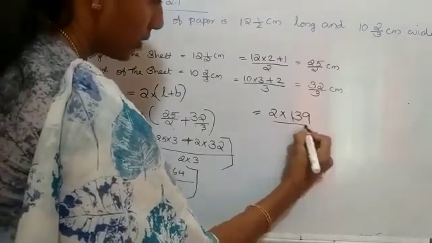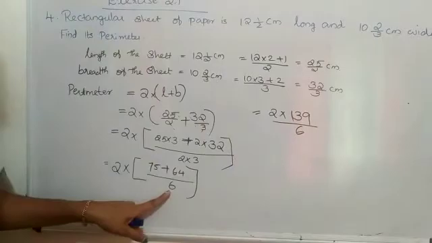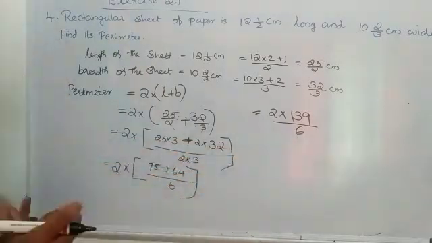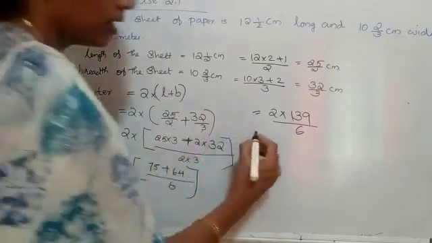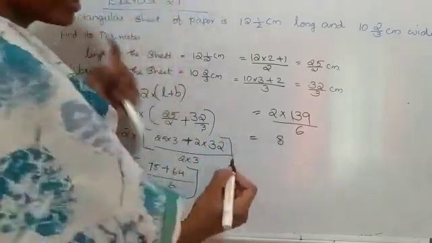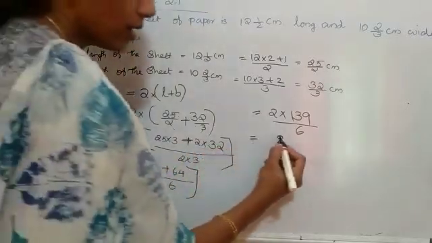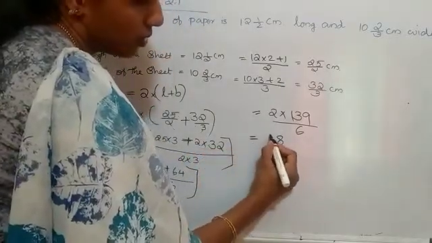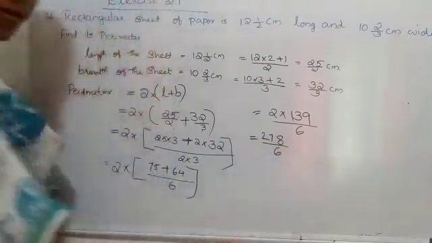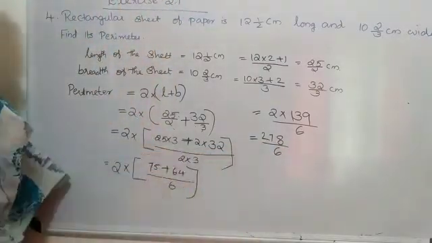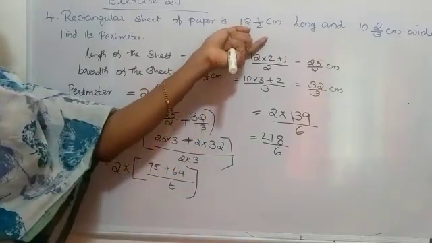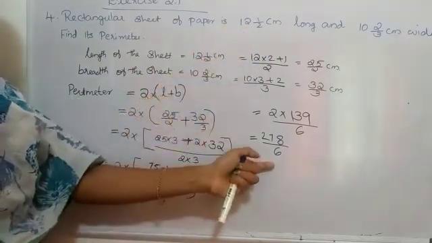139 divided by 6. Here it is multiplication, so the division is applicable for both the numbers. That is equal to 139 into 2 is 278 divided by 6. Got it? 278 divided by 6. Now see, in our question it is given like a mixed fraction. We got an improper fraction.